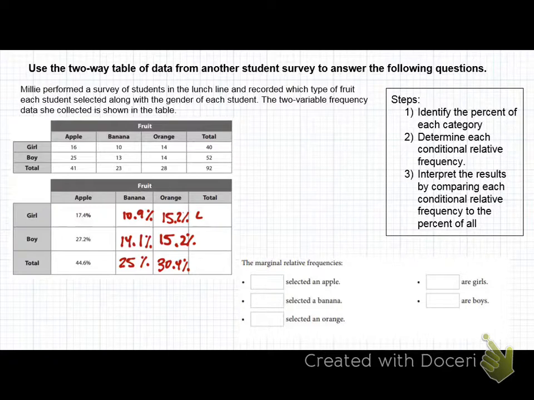Keep going. What's the percentage of students that are girls now? We have 30 girls out of 92. What is that? 43.5. And then how many students are boys then? What's the percentage? Good, okay? Good.